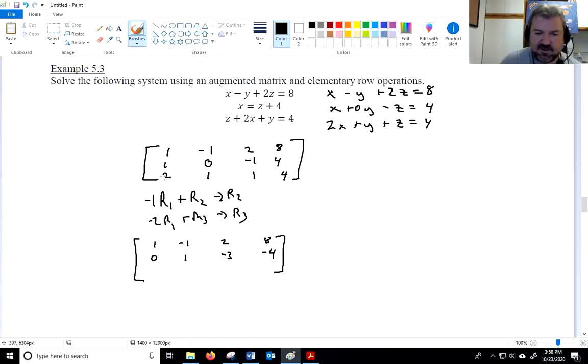All right, on the bottom row, we're not ready for the bottom row. We're doing negative 2 times the top row plus the bottom row. So negative 2 plus 2 is 0. 2 plus 1 is 3.